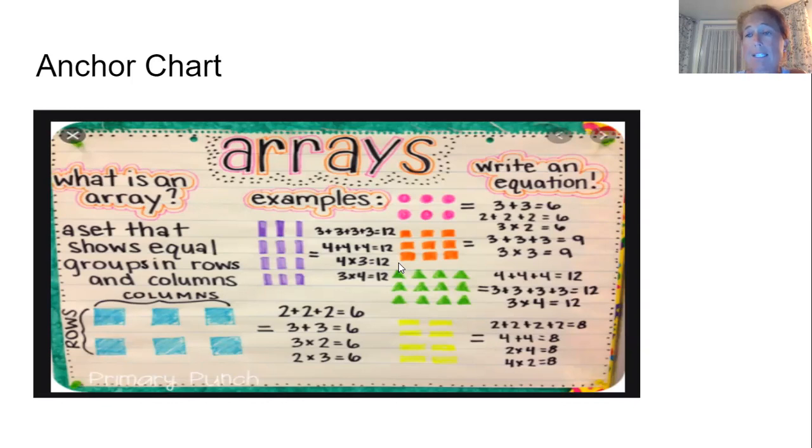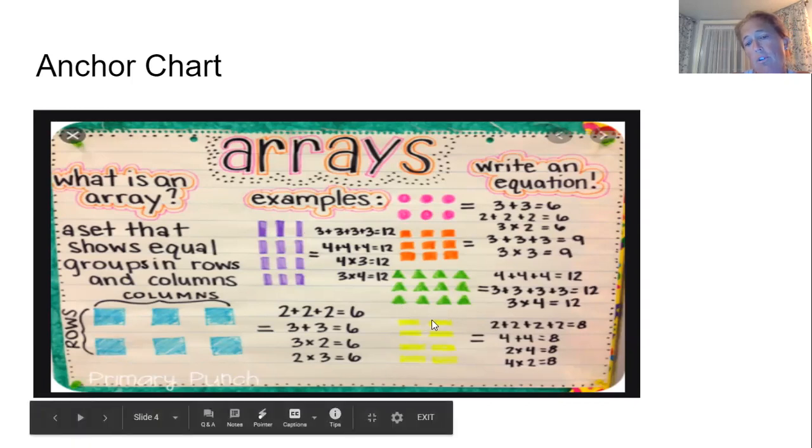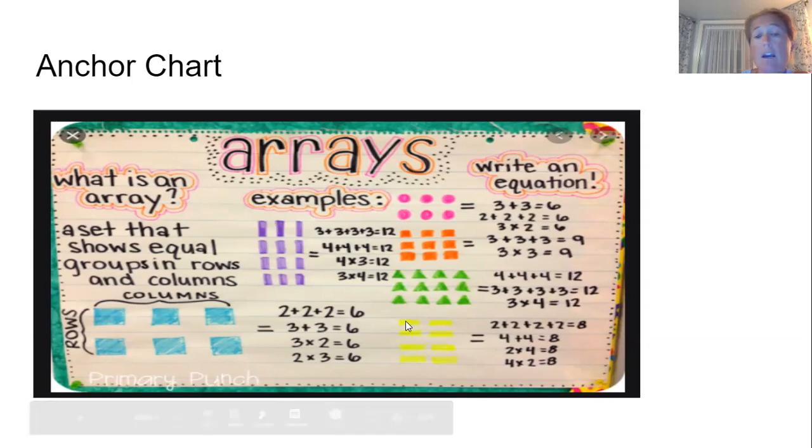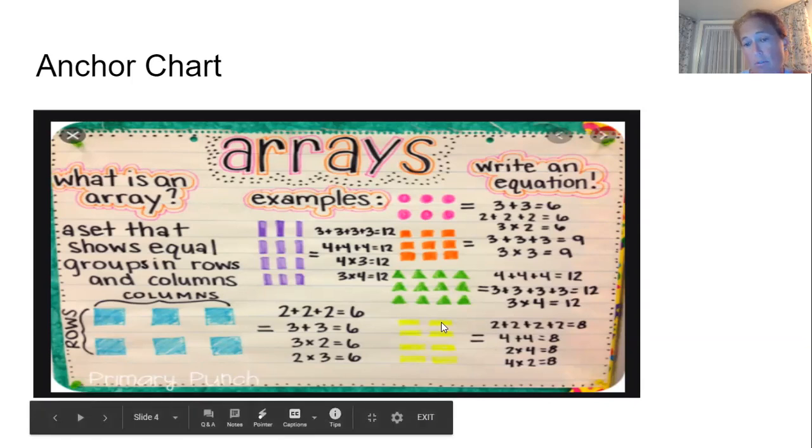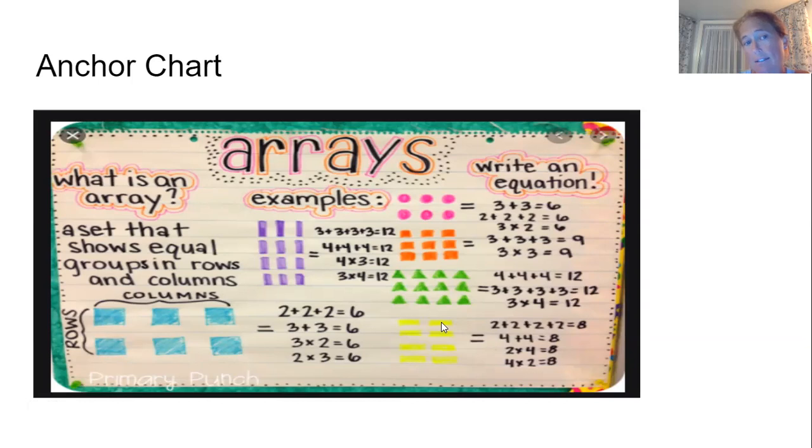One way we can double check our work is we could count 1, 2, 3, 4, 5, 6, 7, 8, 9, 10, 11, 12. So our answer 12 is correct because we have that many boxes in our array. All right, so let's take a look at this one down here. This one shows 2 plus 2 plus 2 plus 2, or 8. It also shows 4 times 2, because it's the number of groups times the number in each group. So 4 times 2 equals 8.